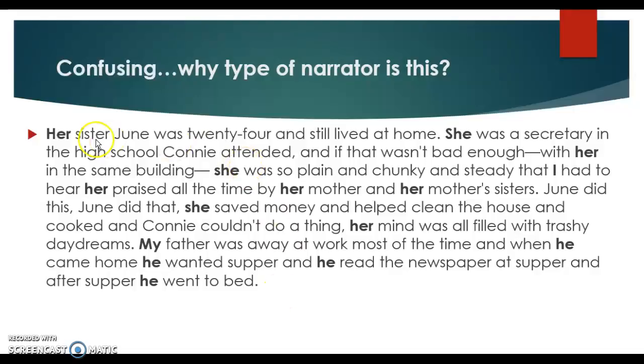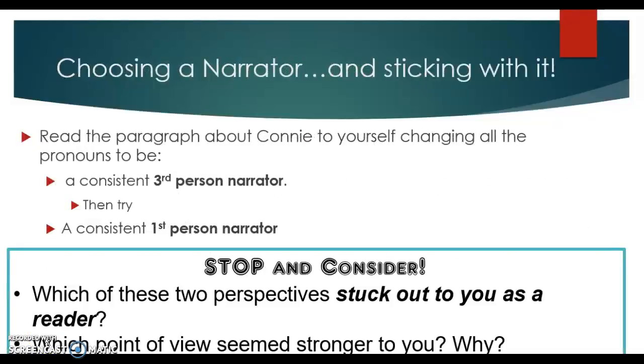I'm seeing her sister June was 24 and she still lived at home, but then suddenly down here I noticed that it says that I had to hear her praised all the time. Now it's suddenly as if I have a narrator who's in the story where there are other points that it appears that she is outside of the story. So her sister June and her mind was filled with trashy daydreams make it seem as if it's an outside third-person narrator talking about Connie, but words like I and my make it appear as if Connie is in the story herself. So once you choose a narrator, you want to stick with it.